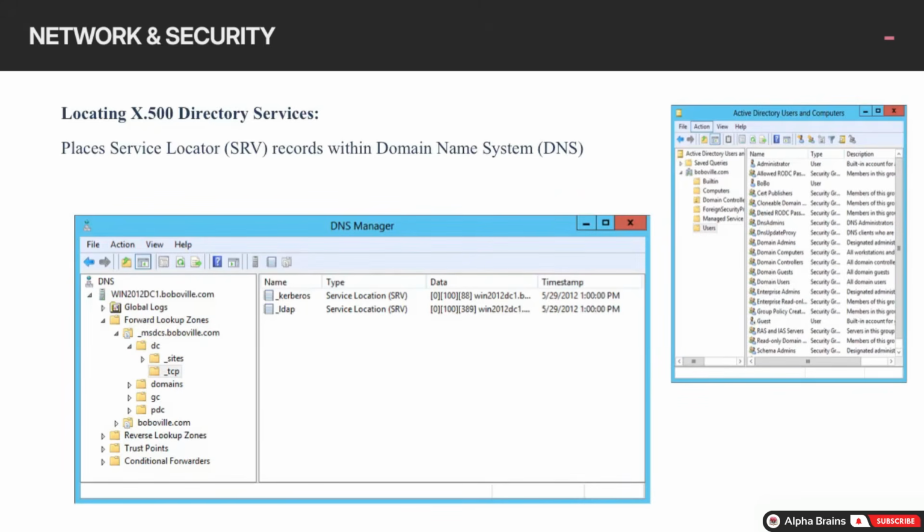So when a client is looking for an LDAP server, that would be a domain controller in Windows Active Directory in implementation, the client will query DNS for, in this example, boboville.com, and you'll see that namespace listed over the left-hand side of this dialog. And he will look for an SRV record that uses 389, and that would be an LDAP server. If he's looking for Kerberos for authentication services, he would search the boboville.com namespace for an SRV record that points to 88. That is the port number used by Kerberos services. So DNS is used to locate these X.500 directory services.